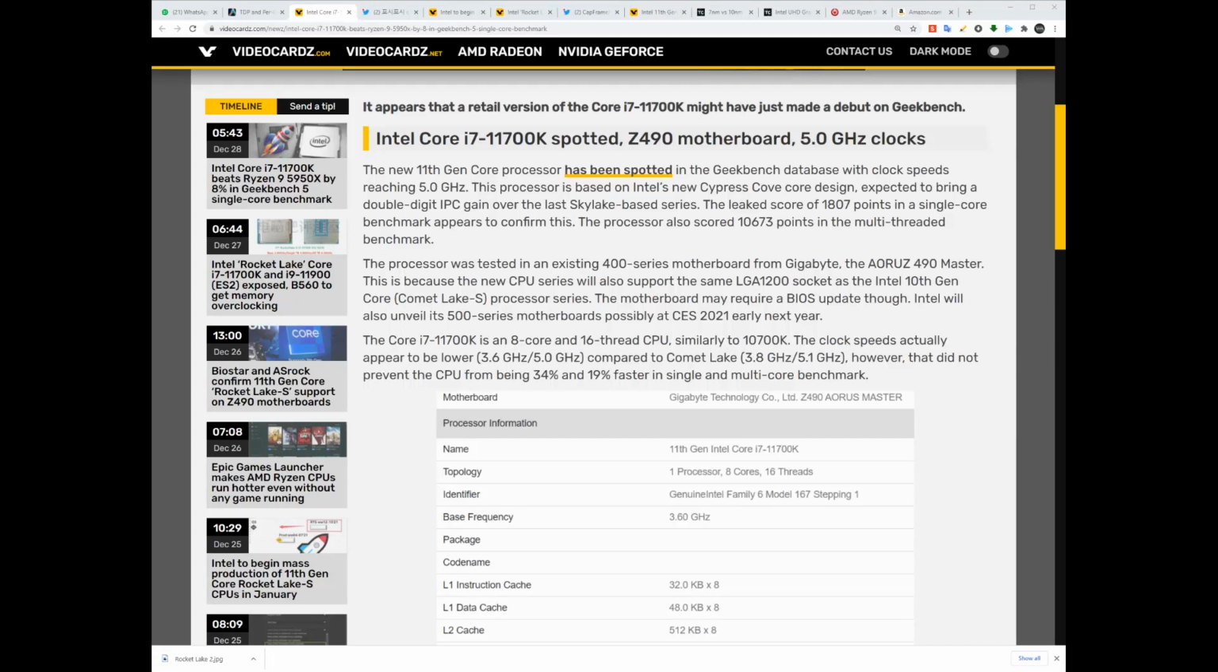There's been a massive piece of news regarding Intel's upcoming Rocket Lake CPUs. It looks like there's been a leak of a benchmark of the i7-11700K. So we're going to take a look at the performance of this CPU and compare it to AMD's Zen 3, and we're going to talk a little bit about the price of this CPU, or what price it should be.